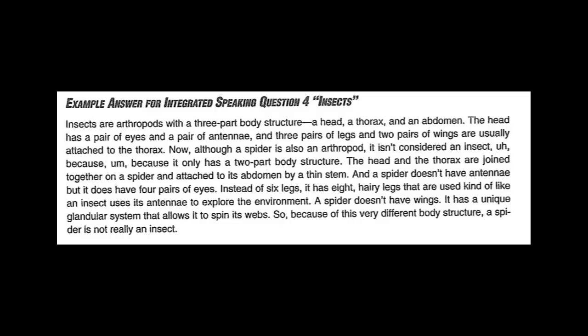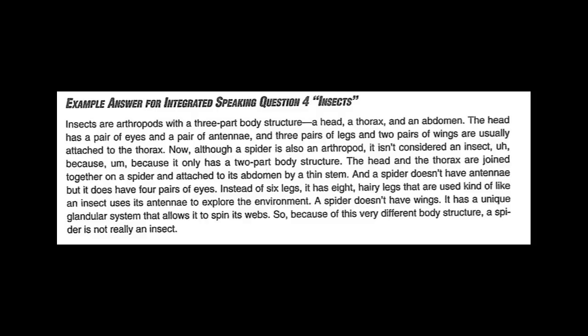Now, although a spider is also an arthropod, it isn't considered an insect, because it only has a 2-part body structure. The head and the thorax are joined together on a spider and attached to its abdomen by a thin stem. And a spider doesn't have antennae, but it does have 4 pairs of eyes.